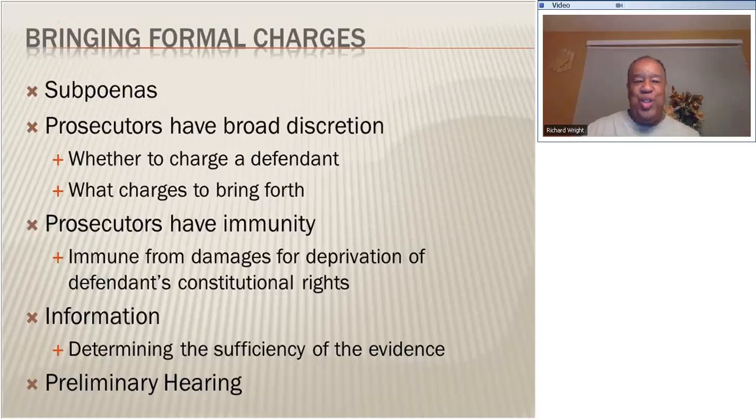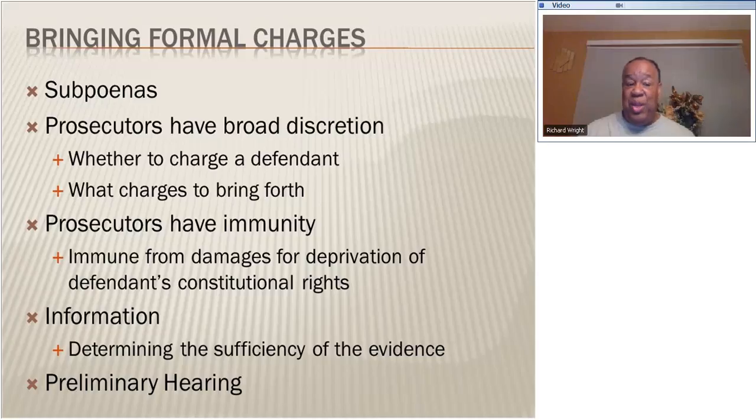Okay, bringing charges. There are subpoenas issued, and I already talked about what a subpoena is, guaranteeing the appearance of witnesses, of individuals. The defendant is not subpoenaed, but who is subpoenaed are witnesses for the defendant, witnesses for the prosecution, and so forth. In terms of determining what charges to bring, the prosecutors have broad discretion. They can determine whether or not they're going to charge a defendant, and if so, what charges to bring forth.